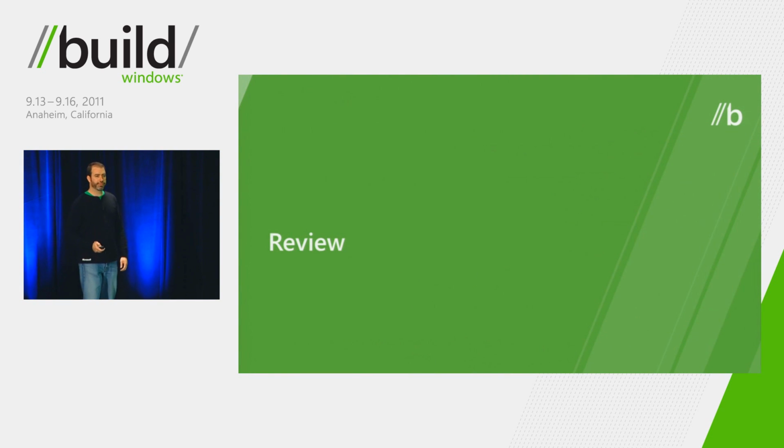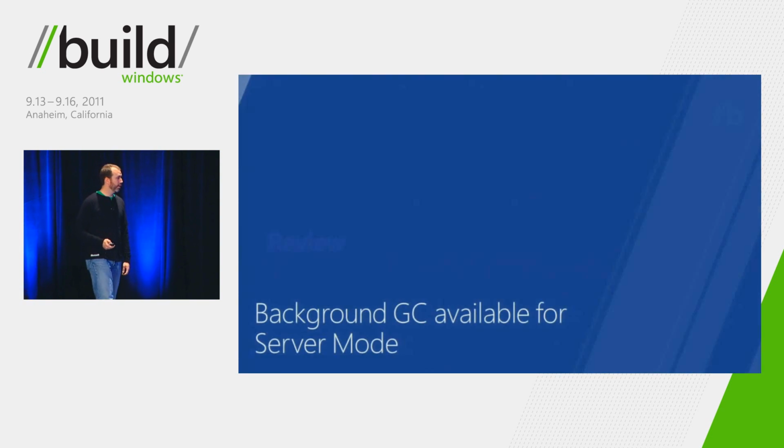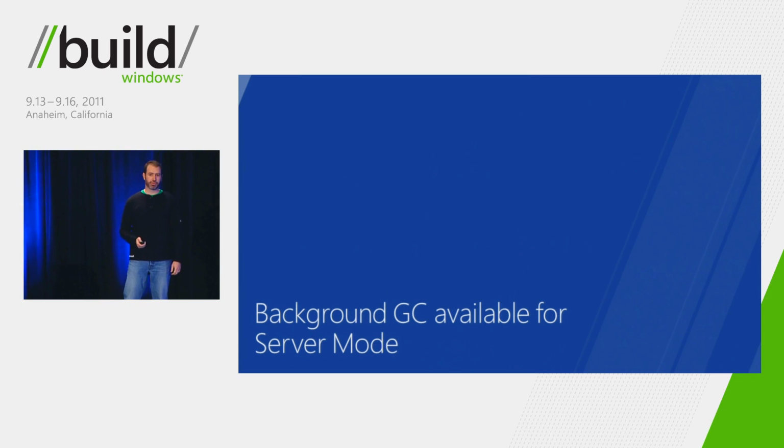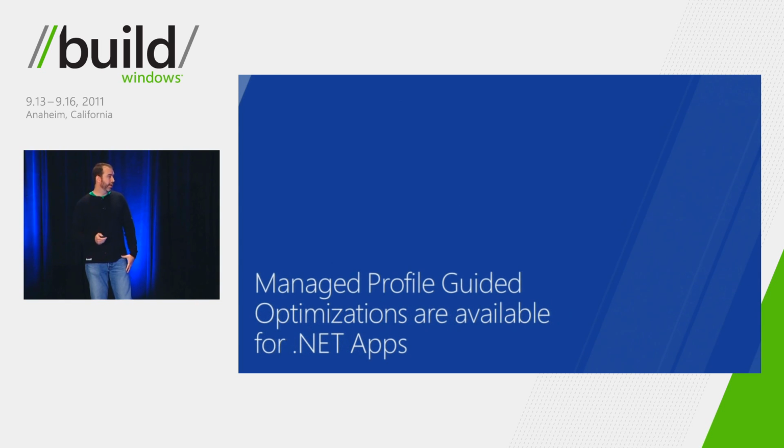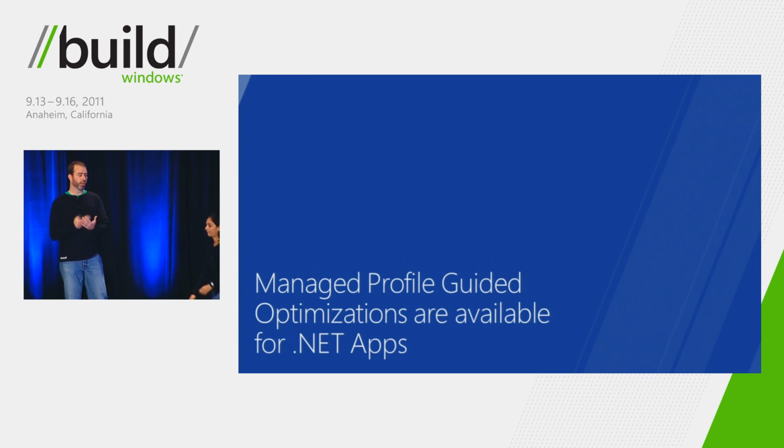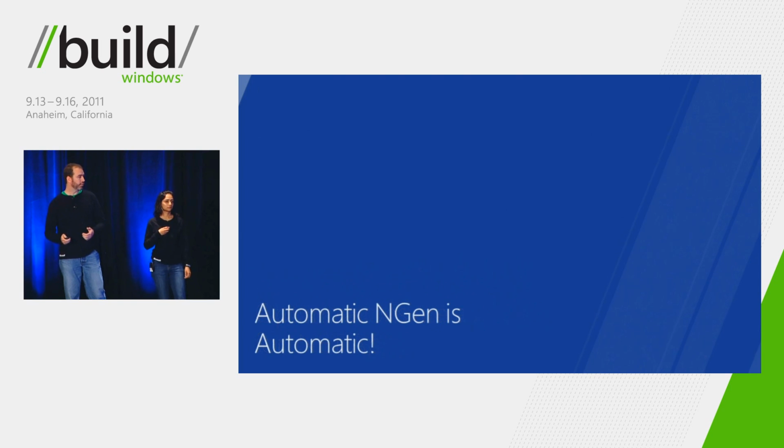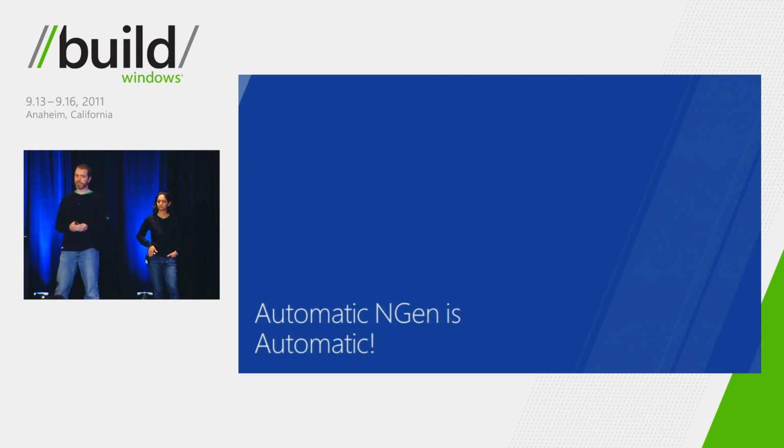So we talked about a lot of features today. We talked about background GC available for server mode, which allows the short allocations to continue while the long collections are happening. We talked about MPGO, now available for .NET to help you with your memory, with your working set, as well as startup time. Automatic NGen is automatic. We've reduced the install size. Something I didn't mention earlier is that on Windows 8, .NET 4.5 is 40% smaller than .NET 4.0 was.